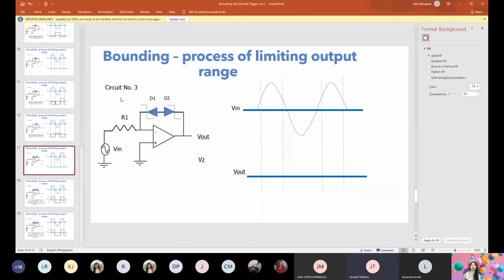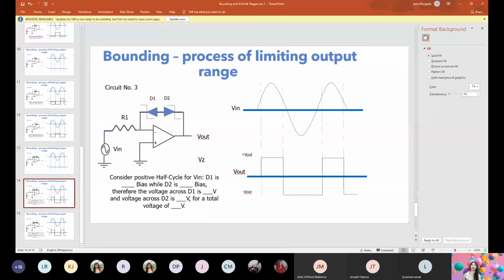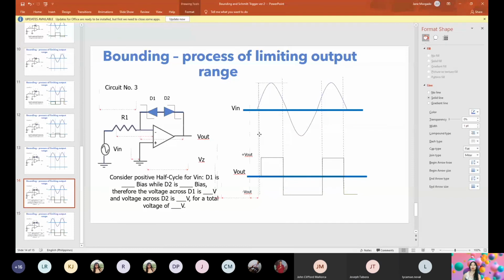So we now have two diodes back to back. Ano kaya mangyayari dito? We'll see. Consider the positive half cycle. So we now have the positive half cycle. What is the state of D1 and what is the state of D2?